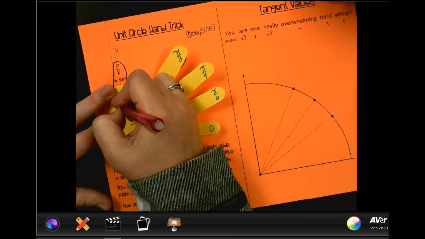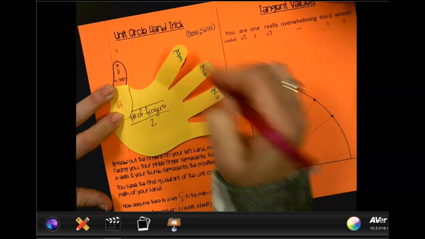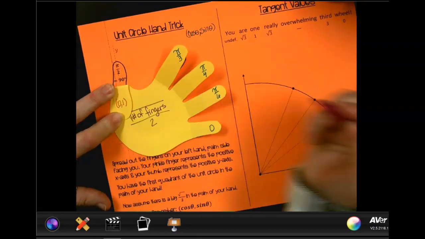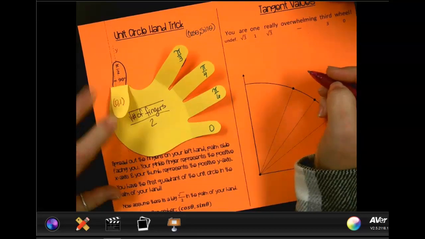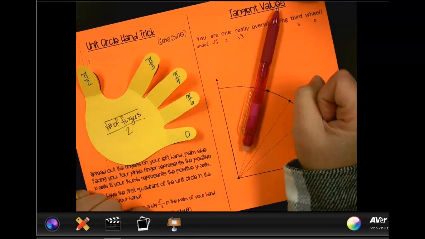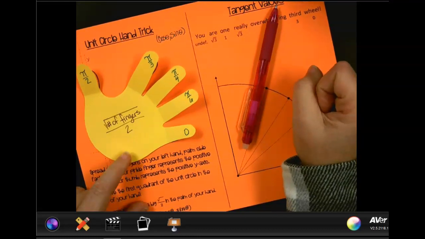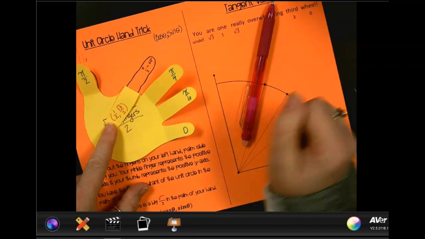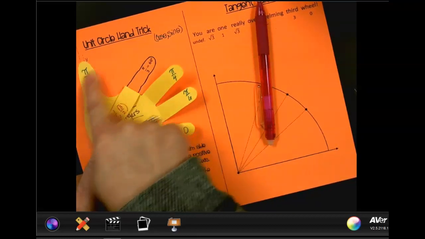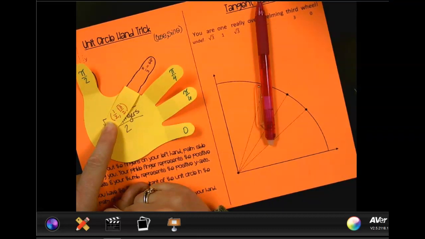To the left, I have 0 fingers. To the right, I have 4. Square root of 4 is 2 over 2 is 1. Okay. So if I ask you, what is the cosine of pi thirds? Pull this finger back. You got 3 fingers over here. I'm sorry, I said cosine, didn't I? My cosine is 1/2. All right.